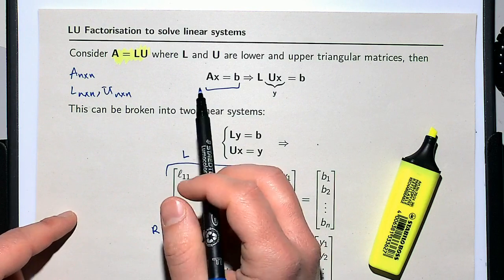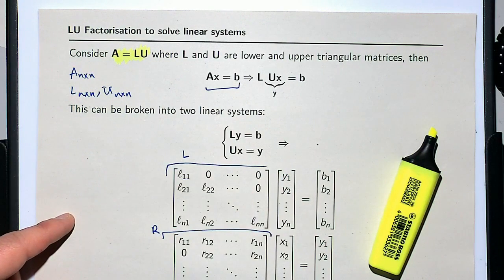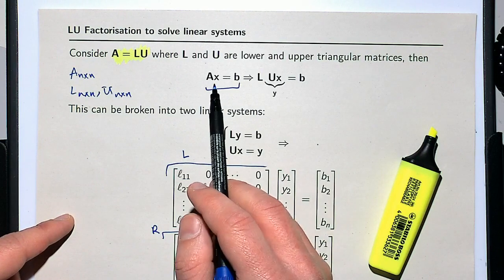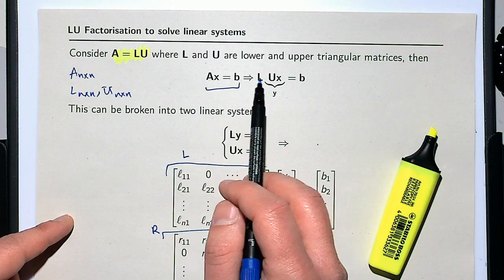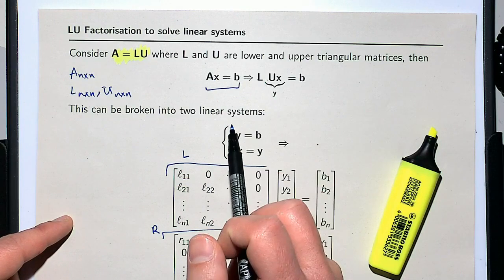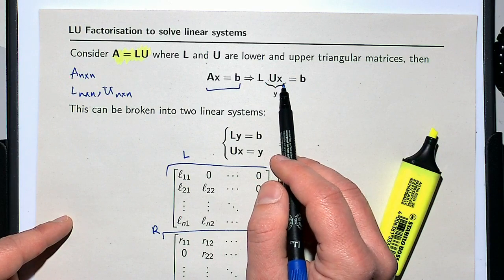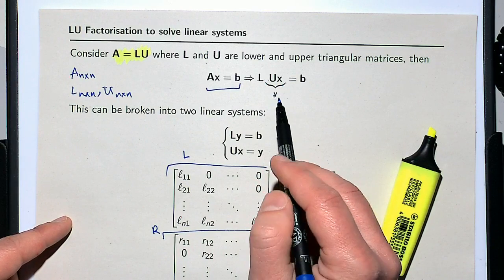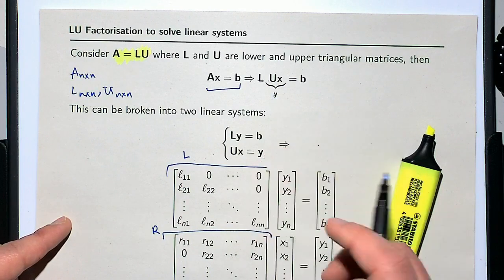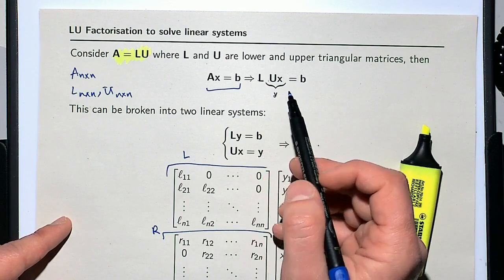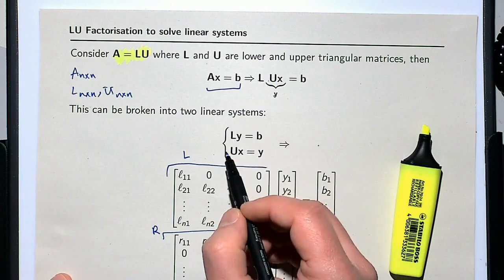So how can it be useful to have such a decomposition for A? Okay, let's look at the linear system that we have, AX equals B. So I substitute A by L multiplied by U. And what happens here is that I can call this U multiplied by X to be Y. This is a new vector. And as a result of this, I can break this one linear system of equations of size n into two linear systems.